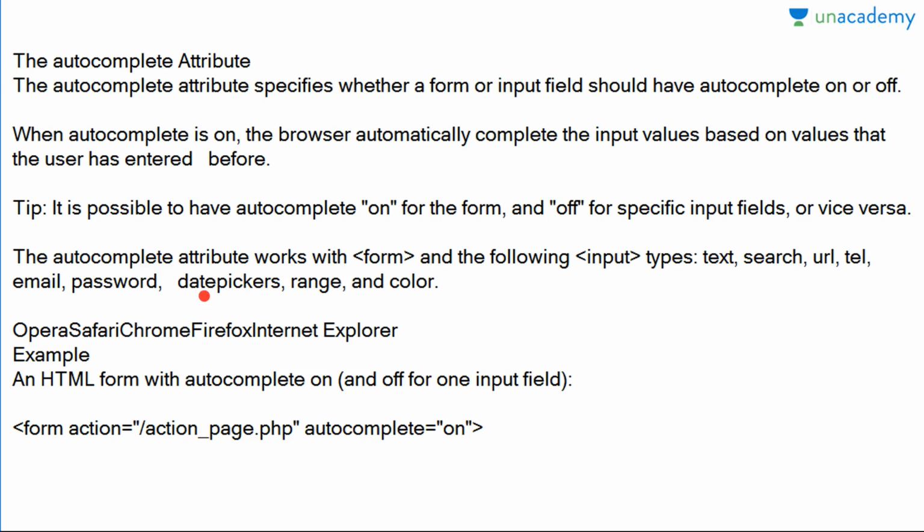The autocomplete attribute works with form and the following input types: text, search, URL, tel, email, password, date pickers, range, and color. These are the autocomplete values, and let's see how to use it.